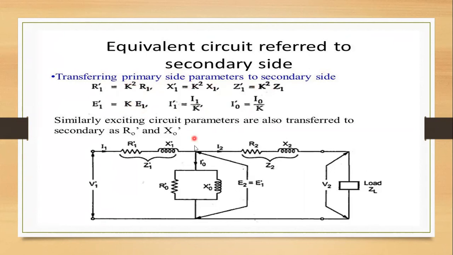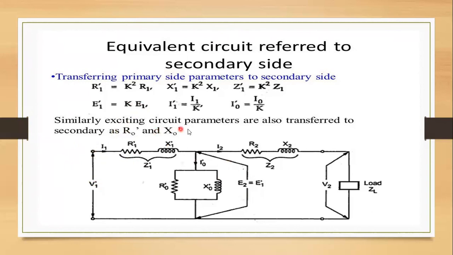So like this, all parameters are converted. I mean, primary side parameters are converted to secondary side. V1 dash is equal to K times E1, so V1 dash is nothing but K times V1. E1 dash is equal to K times E1, E1 dash is equal to K times V1. Similarly, V1 dash is equal to K times V1.